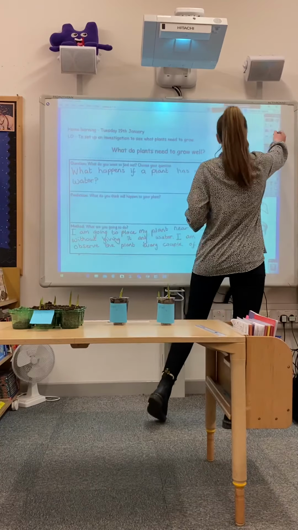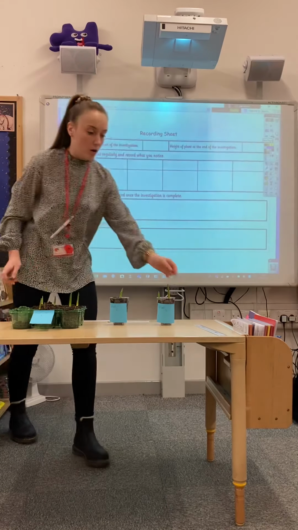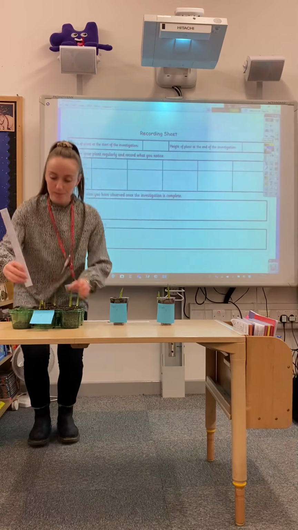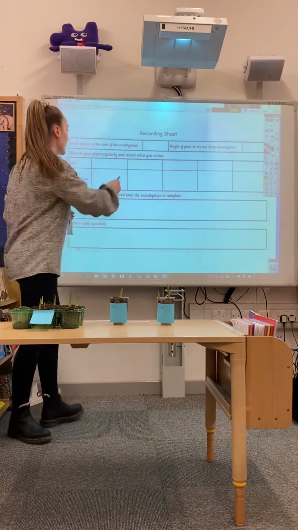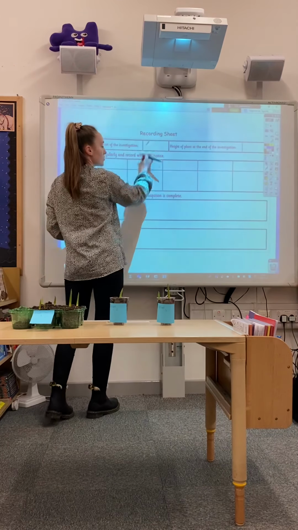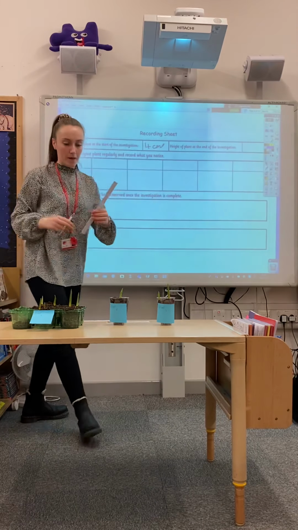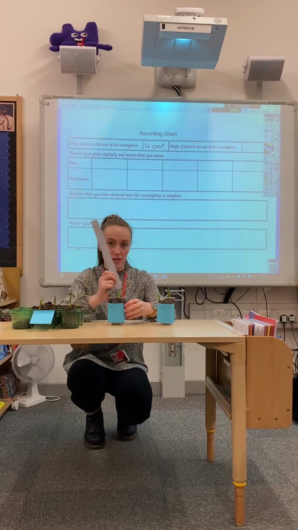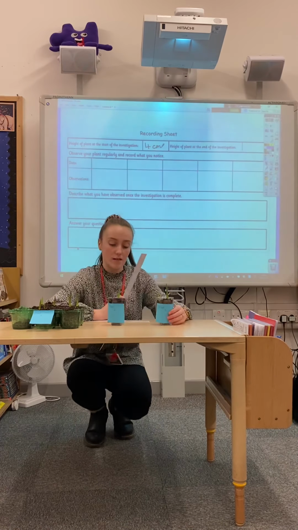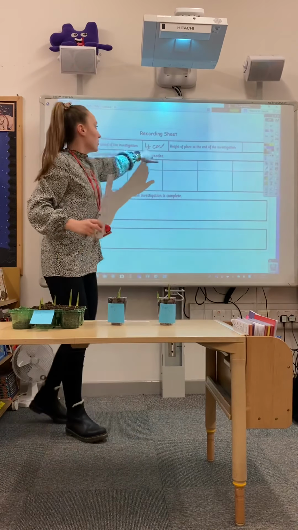Okay, and then you've got your recording sheet. So this is where we are going to measure the plant. Plant 1 at the moment stands at 4 centimetres. So in here, height of plant at the start of investigation, if you're doing plant 1, you will write 4 centimetres. Okay. Plant 2 at the moment is 5 centimetres. So again, in that height of plant at the start of investigation, you would write 5 centimetres. And then plant 3 is 7 centimetres. So again, you would write that in here, okay?